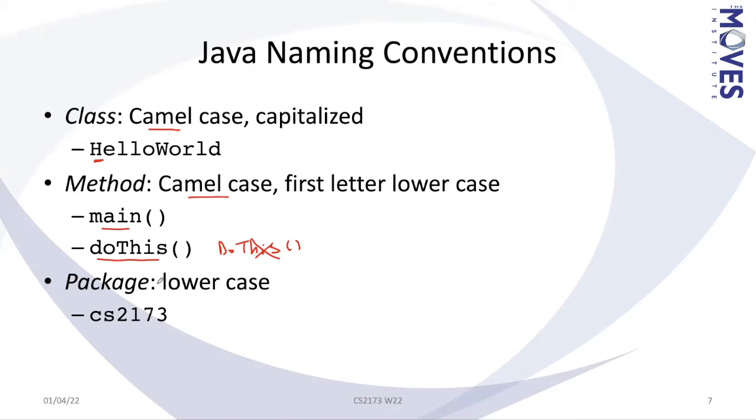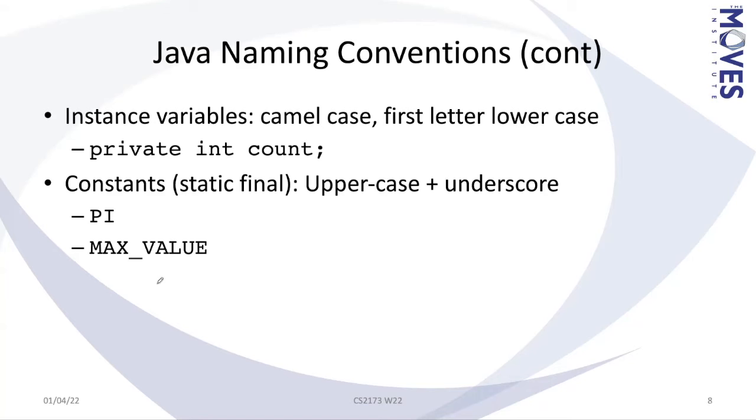Now packages, as we've seen, everything must be in a package. The convention for that is lowercase. Again, it's not going to prevent you from using an uppercase, but your instructor will complain. Now, instance variables, and actually, there are three kinds of variables. We'll get into that at some point. There are instance variables, local variables, and static variables. This is also true for local variables. What's the difference? We'll get into that.